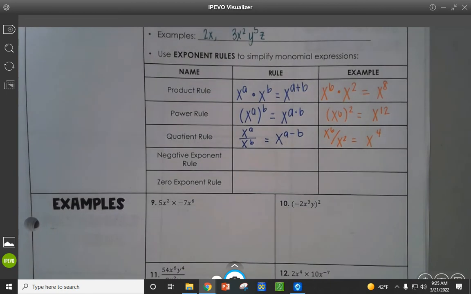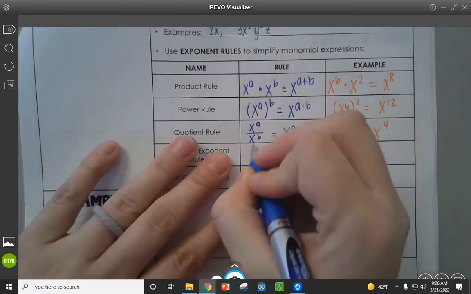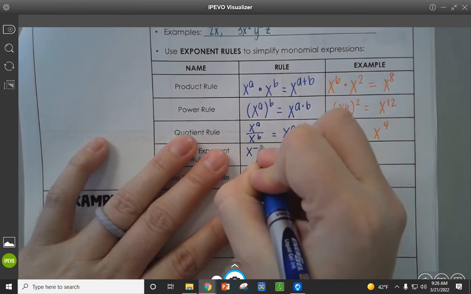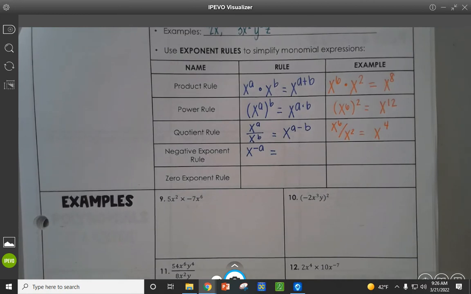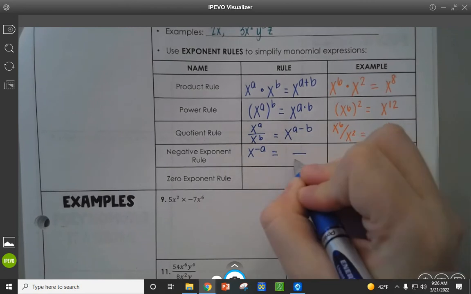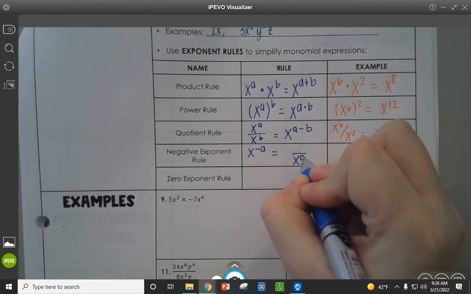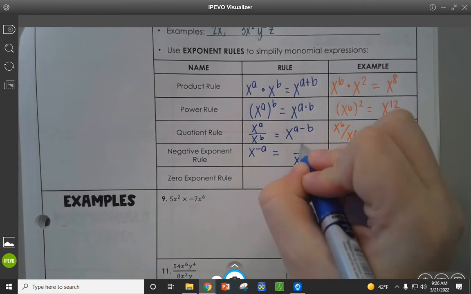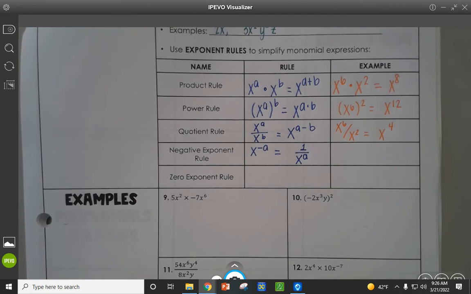Now there's a rule that says you can't actually have negative exponents. So if I have x to the negative a power, you got to fix that. You can't leave it as a negative. What we do is we make it a fraction, and that x goes to the bottom of the fraction, and your a becomes positive, and it gets a 1 over top of it.